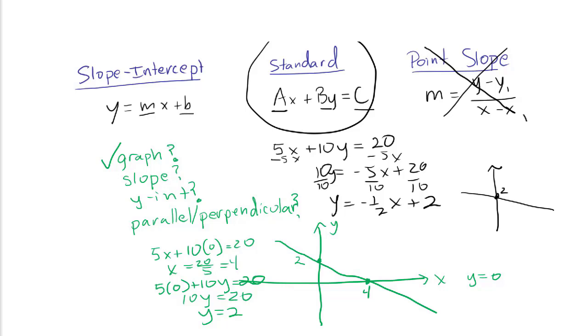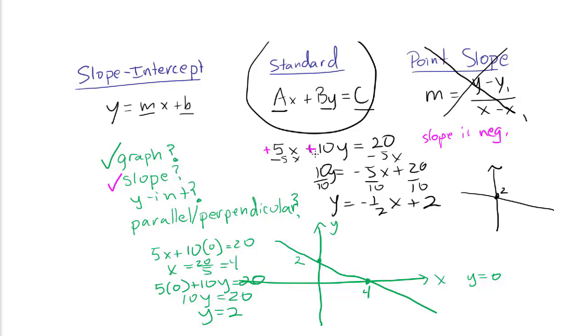This is consistent with our slope-intercept form. Okay, great. I know how to graph a standard form. How do I quickly determine the slope? Well, one easy way to identify whether your slope is positive or negative is if they have the same signs for the coefficients of x and y, plus 5 and plus 10, then your slope is negative. It's downward to the right.